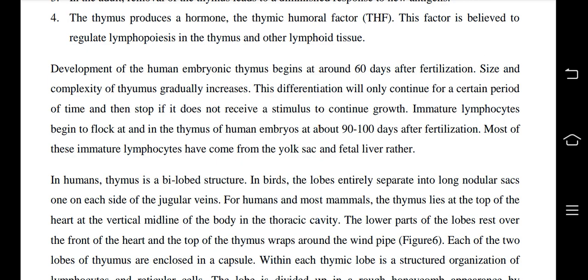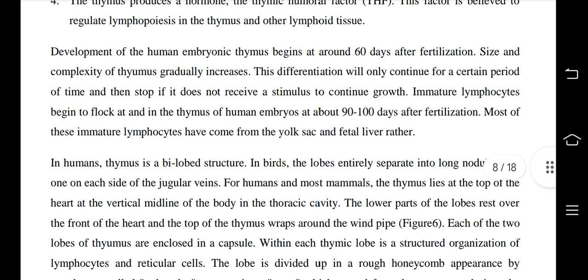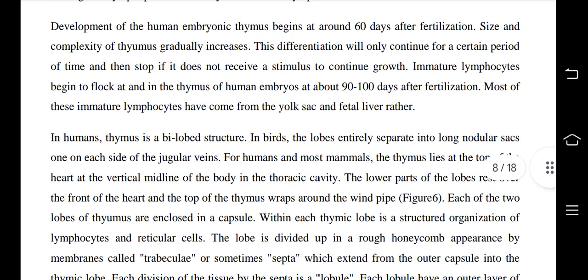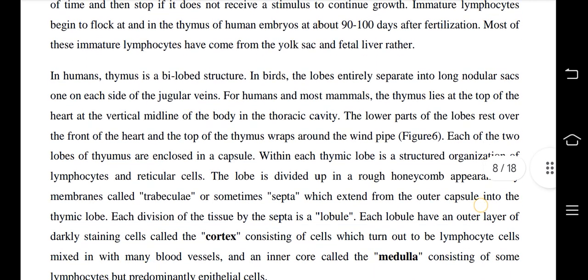This differentiation will only continue for a certain period of time and then stop if it does not receive a stimulus to continue growth. Immature lymphocytes begin to flock to and in the thymus of human embryos at about 90 to 100 days after fertilization. Most of the immature lymphocytes have come from the yolk sac and fetal liver.